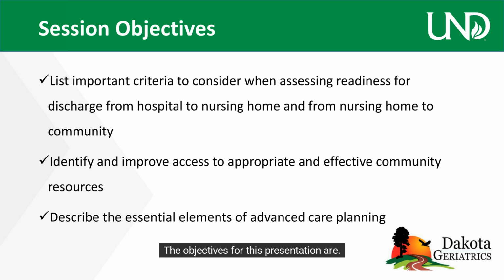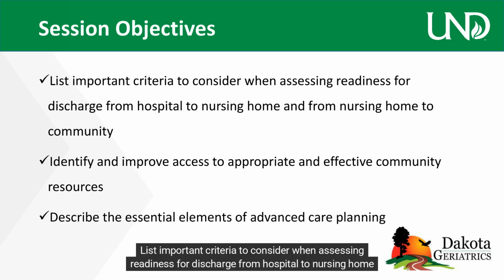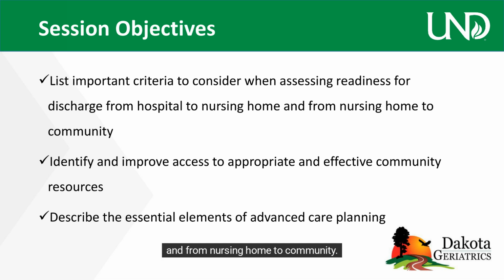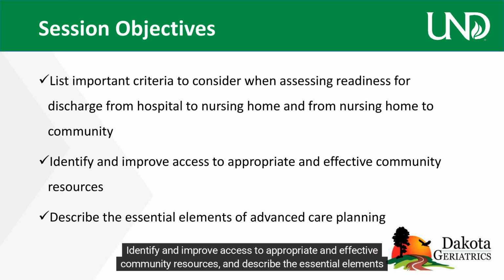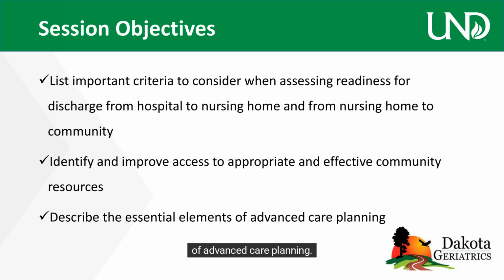The objectives for this presentation are: list important criteria to consider when assessing readiness for discharge from hospital to nursing home and from nursing home to community. Identify and improve access to appropriate and effective community resources and describe the essential elements of advanced care planning.